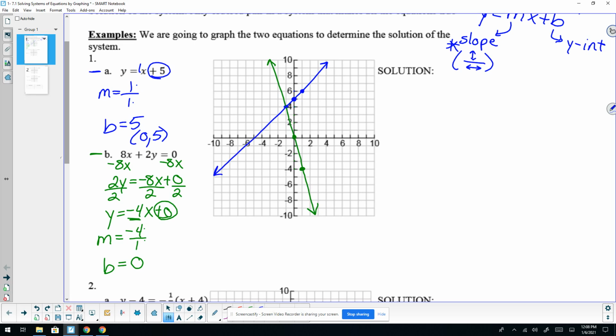And my solution is going to be this point right here where my two lines cross. So my solution is going to be in an ordered pair, which means I need to use the x first. So I went over 1 and up 4.